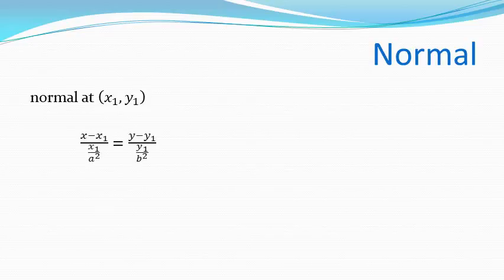The normal is the line perpendicular to the tangent at the point of tangency. So at the point (x1, y1), its equation is given by this formula, and it can also be written down in this way.